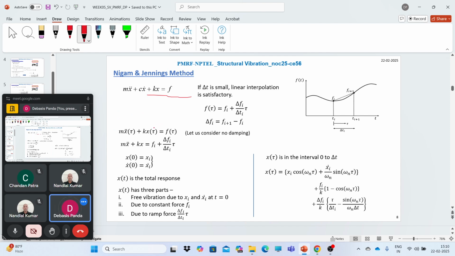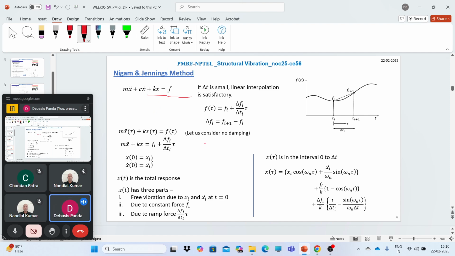The forcing function is nothing but fi plus del fi. Now the total response we have already seen when we solved different damped forced vibration cases. We have seen that our total response depends upon two quantities. First one is the free vibration case, and then due to the constant force or different kinds of forces acting on the system, and third part due to the ramped force.